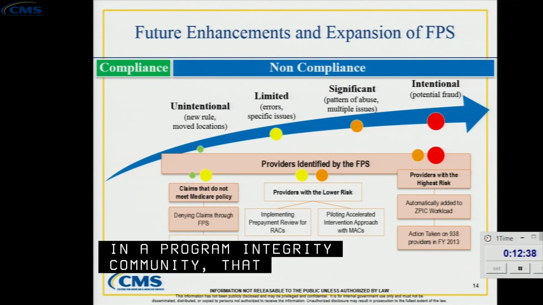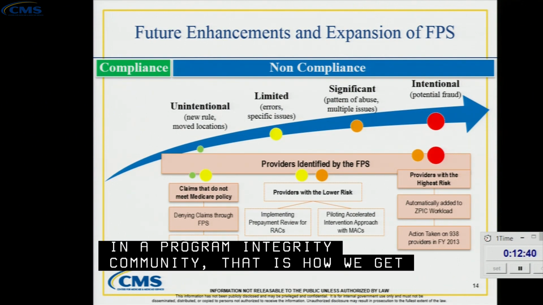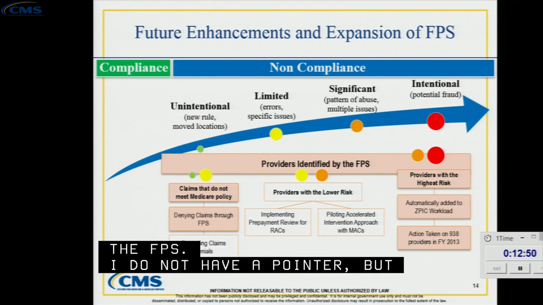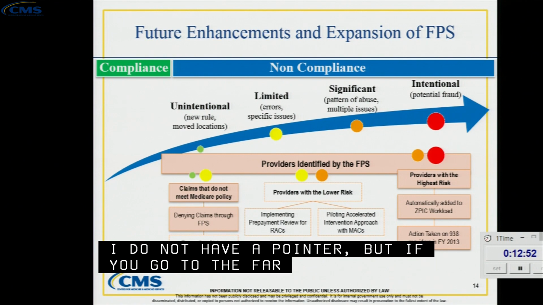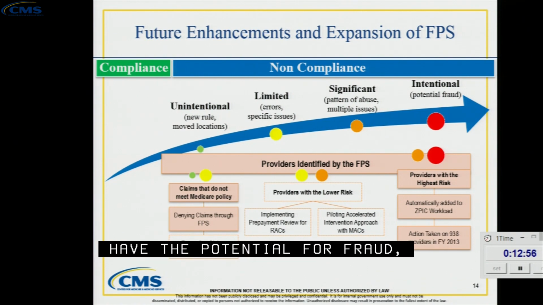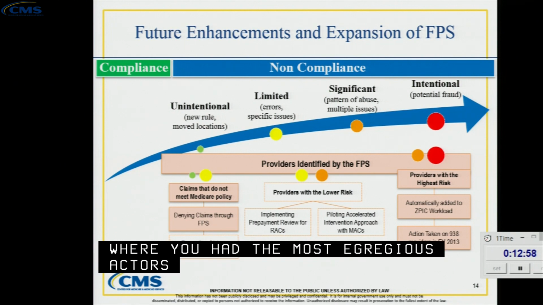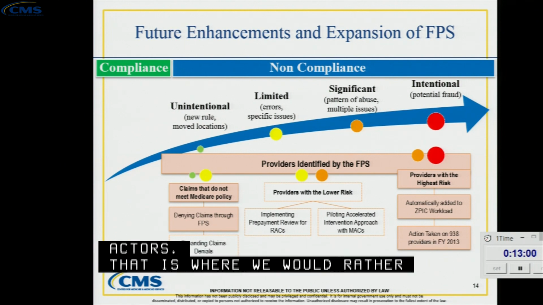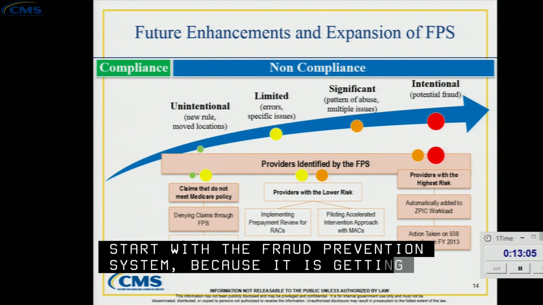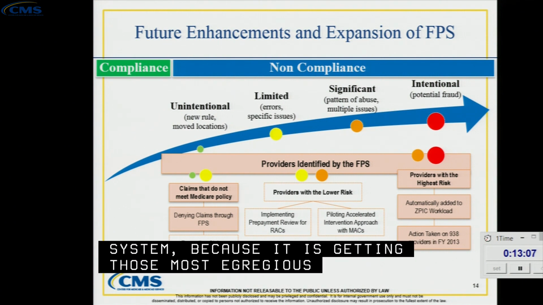All right. So real quickly on expanding the FPS. I don't have a pointer up here, but if you go to the far end where you have intentional potential fraud, where you had the most egregious actors, that's really where we started with the fraud prevention system. It was important for us to get those most egregious folks first, and these are folks that you want to refer to law enforcement, but you also want to take a lot of administrative action, you want to kick them out of the program, and so forth.